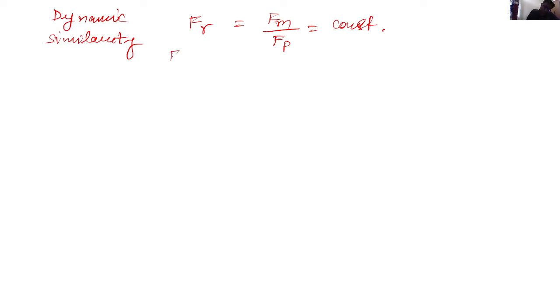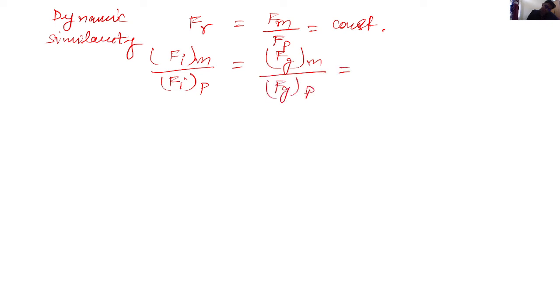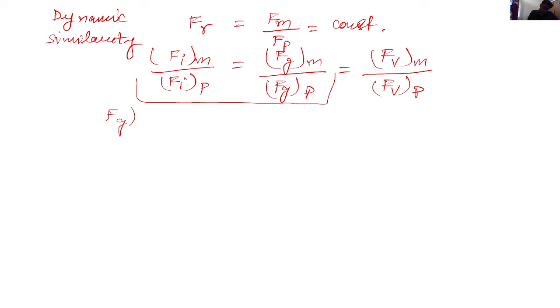So let us suppose the inertial force ratio between the model and prototype should be equal to the gravity force ratio between the model and the prototype, which should be equal to the viscous force ratio between the model and the prototype. Fv is the viscous force, right? So for Froude's number, we know that it's the ratio of the inertia to the gravity forces. So we can take these two entities and express it as this.